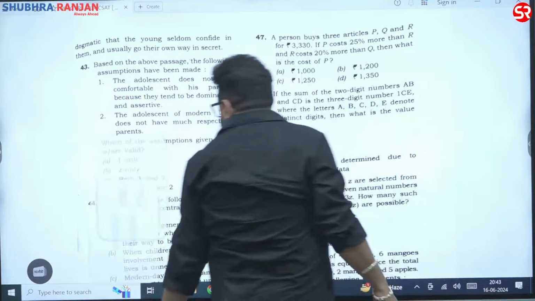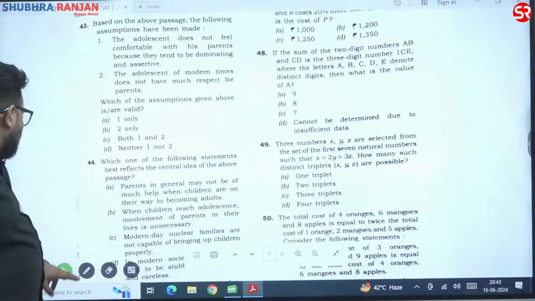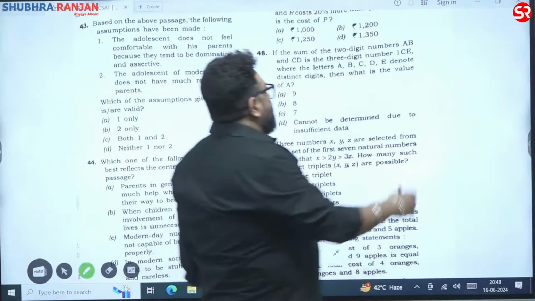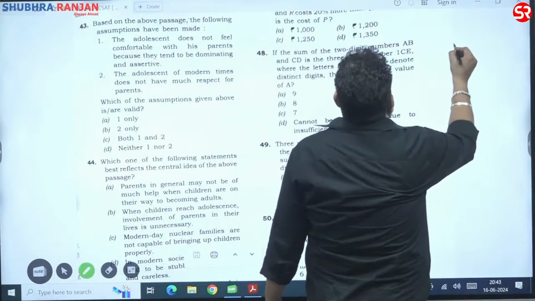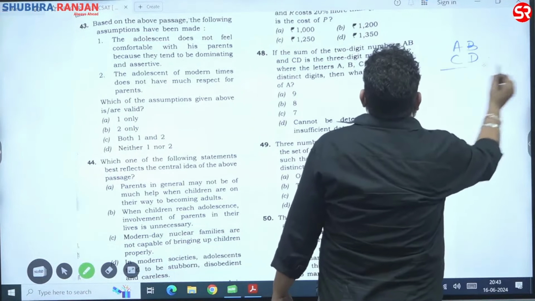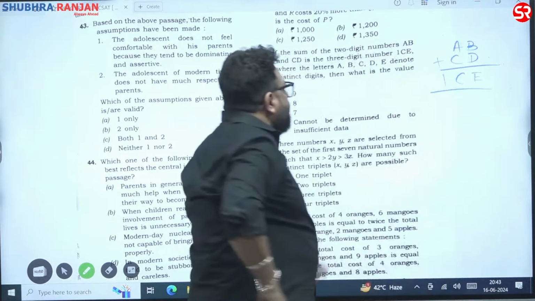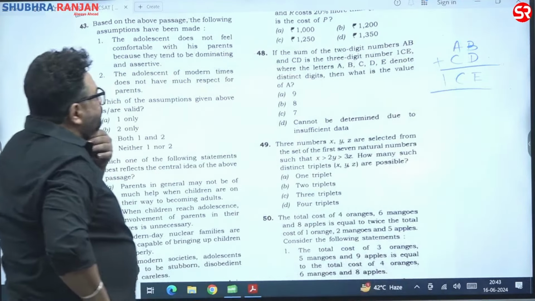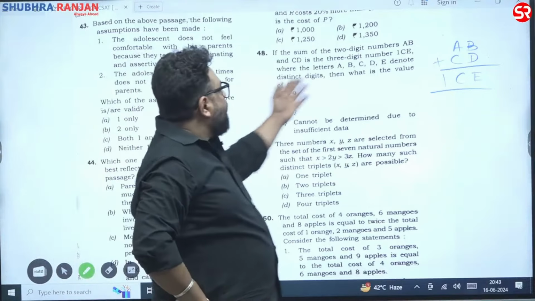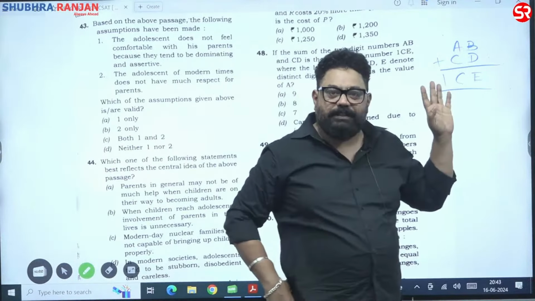This is a very techy question. The next one, it has taken a lot of brains out of a lot of people. Many of the people have left this question. He says the sum of 2-digit numbers AB and CD is equal to 1CE. Now look, there is a simple funda. They denote distinct digits, so A, B, C, D are all distinct numbers, right?